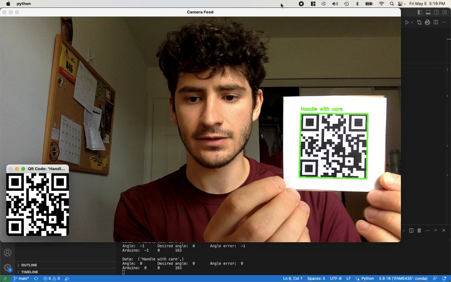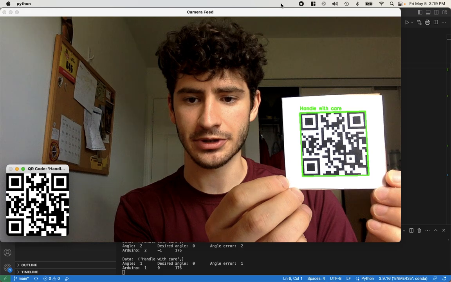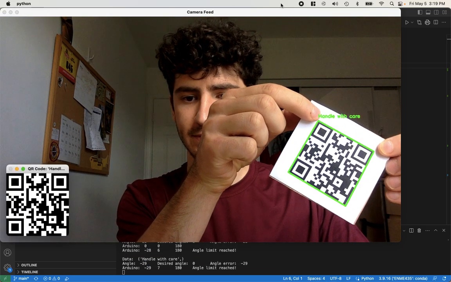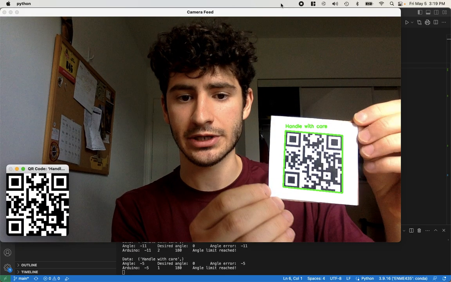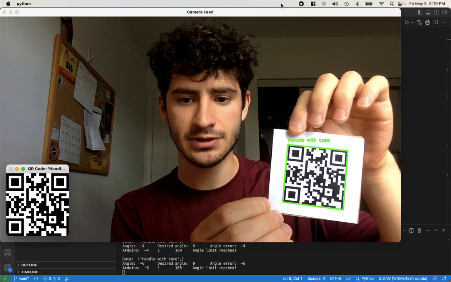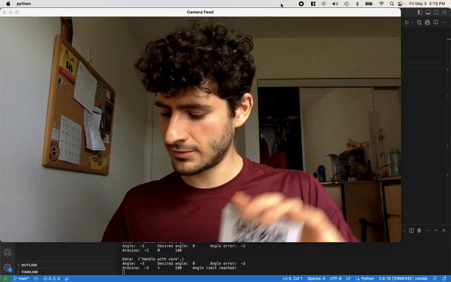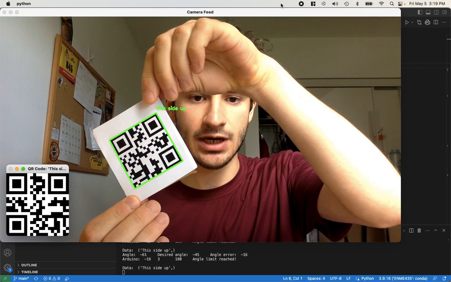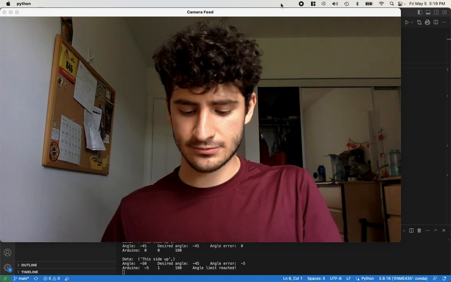Next, I want to find what's the difference between how this QR code is currently oriented and where it should be oriented. To calculate the current angle, I look at the angle between these 2 points. That gives me an angle of orientation, and I compare it with what I think it should be oriented. In this case, I read the data to find where it should be oriented. This one says handle with care, which means it should just be oriented horizontal. This QR code says this side up, which implies that its top should be here, and I can get the desired angle out of that.